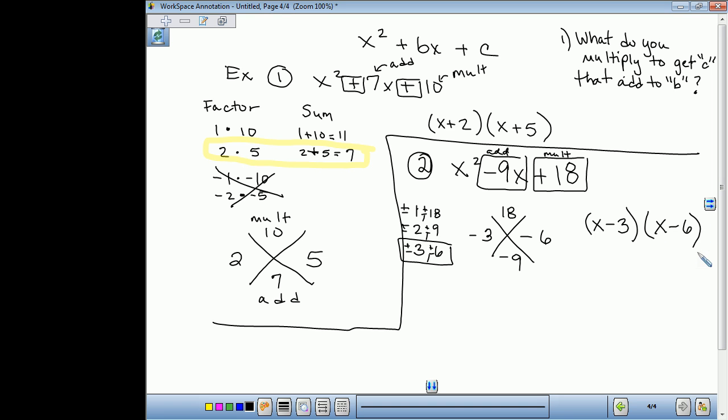What do we think? Are you ready for one to try? Okay, we're going to try one. The first one we're going to try, I'll give you a hint. They're both going to be positive, okay? So here it is. X squared plus 10x plus 16. Because it's positive and positive, we know we're looking for those positive factors. Okay, if you're not sure what to do, you ask for help.